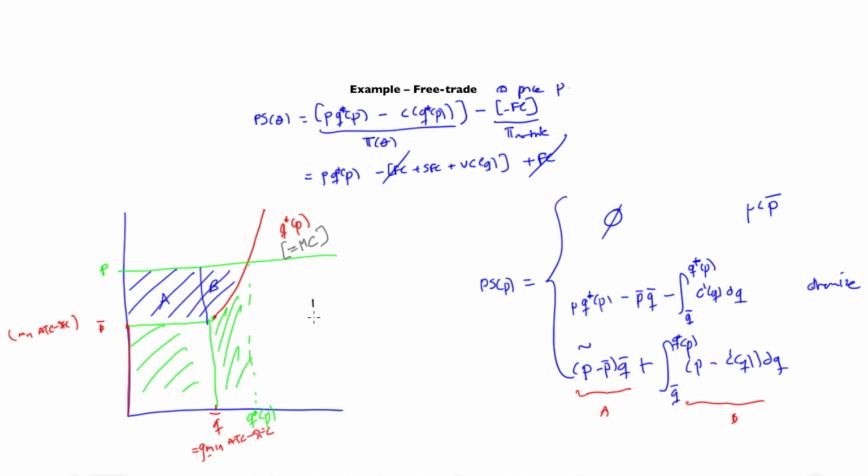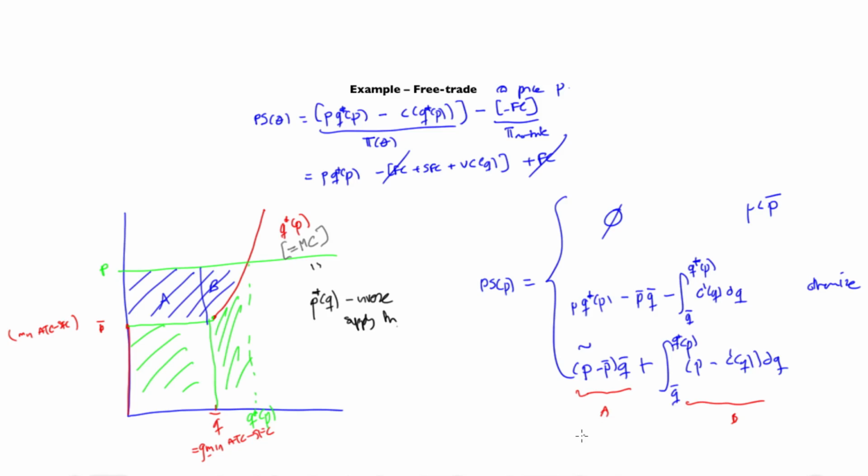We can define P star of Q as the inverse supply function, which is basically thinking of this locus as a function of Q, just inverting the function. And it's completely analogous to the inverse demand function. And notice then that this is going to be exactly equal to the marginal cost curve in this area for a firm that is maximizing at free trade.